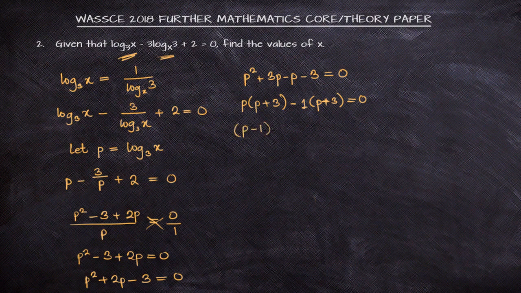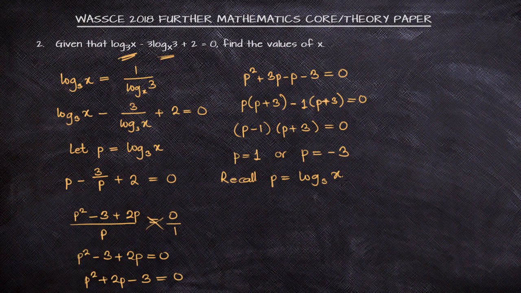And this will give us p minus 1 into brackets p plus 3 is equal to 0, such that p is equal to 1 or p is equal to minus 3. But notice that nobody asks us to find the value of p. We are the one that introduced p as log 3x.